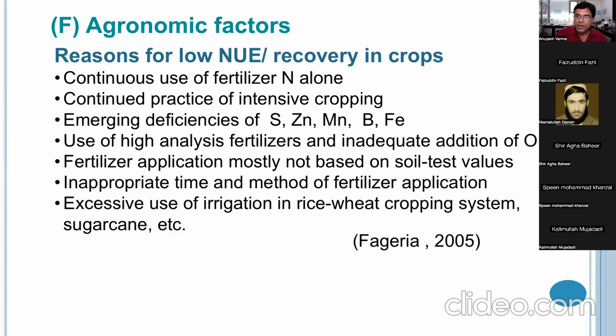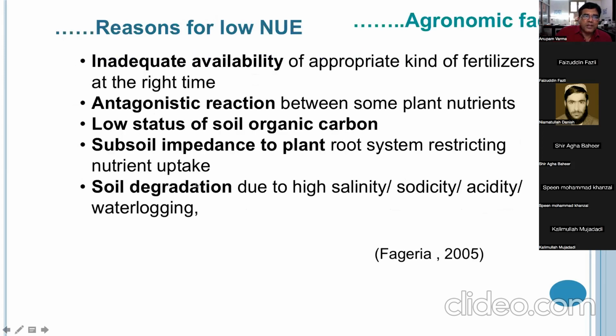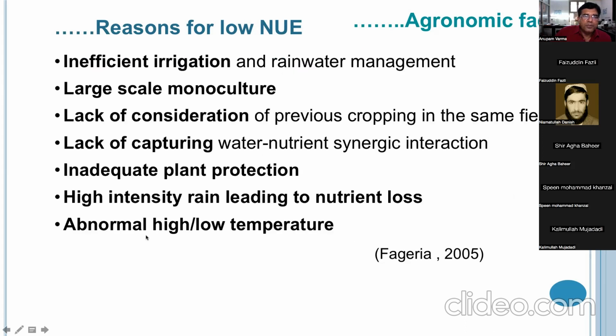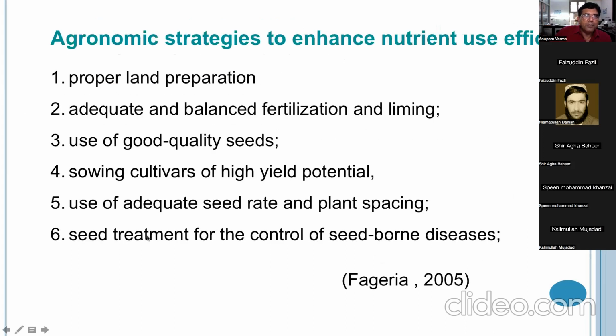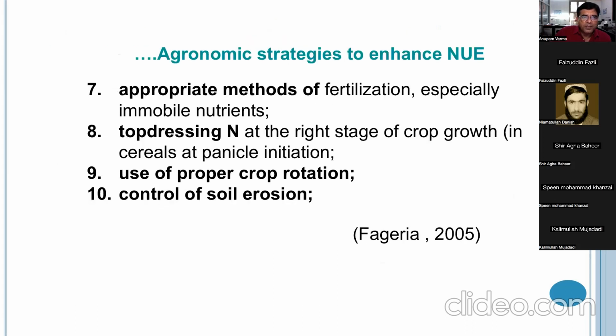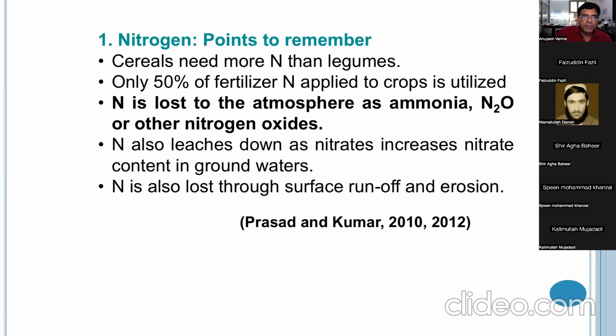So they are all important because you are agronomy people. You can understand it better. So, reasons for low nutrient use efficiency: continuous use of fertilizer nitrogen alone, continuous practice of, so please go through all these factors, inadequate availability of appropriate kind of fertilizer. These are all agronomic factors. I hope you understand these factors very well. And what can be done for agronomic management: proper land preparation. So all these agronomic practices.